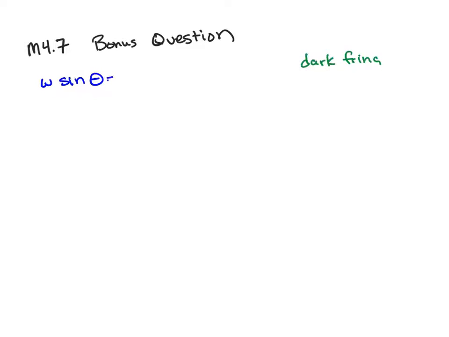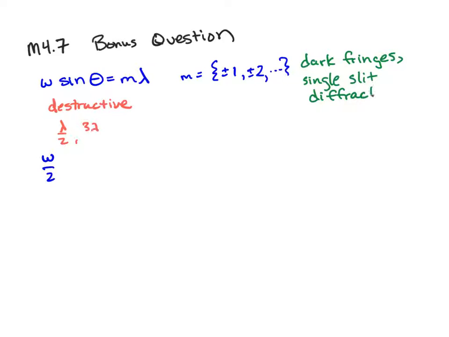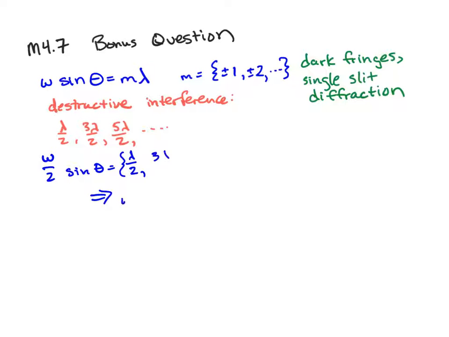Hey everybody, this is a bonus and completely optional answer to a question that I got in office hours. Somebody asked me why the equation for single slit diffraction is W sine theta equals M lambda, where M is an integer, because we know that destructive interference occurs at lambda over 2, 3 lambda over 2, 5 lambda over 2. You would think that when you pull the 2 over to the other side, you would end up with the equation W sine theta equals M lambda, where M equals 1, 3, 5, etc., up through the odd numbers.